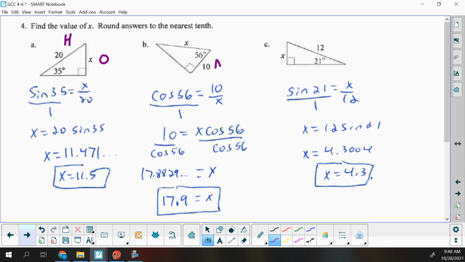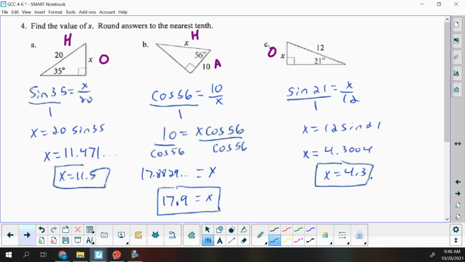From the 56, the 10 is our adjacent. The x is our hypotenuse. So adjacent over hypotenuse gave us 10 over x. Cross multiply, we still have to then divide by cos 56 to get x by itself. Nearest tenth, you have 17.9.